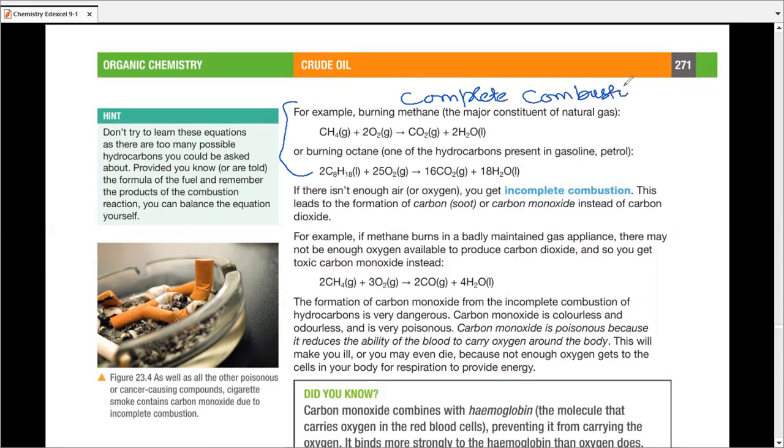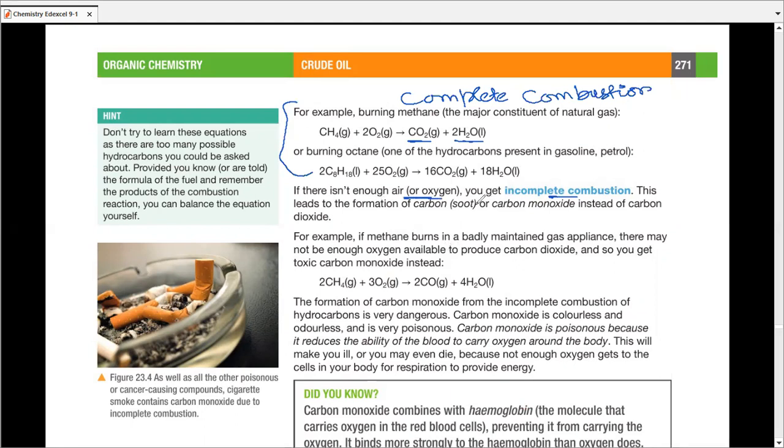When you have excess of oxygen, your products are specifically carbon dioxide and water. So what's the other type? It's actually the exact opposite, incomplete combustion. What's that? When there's not enough air or not enough amount of oxygen.